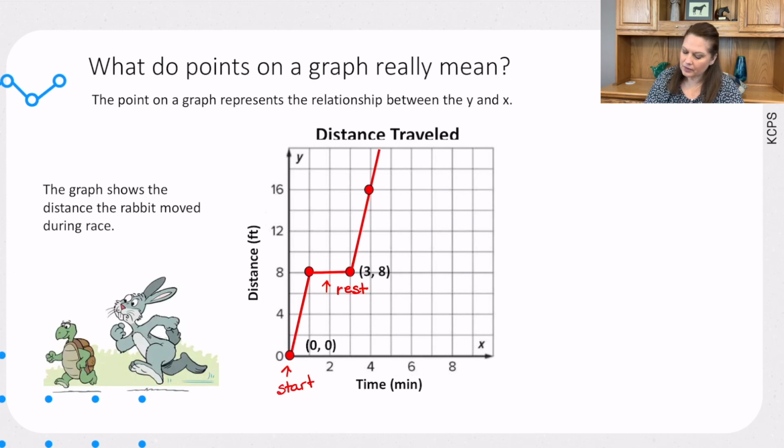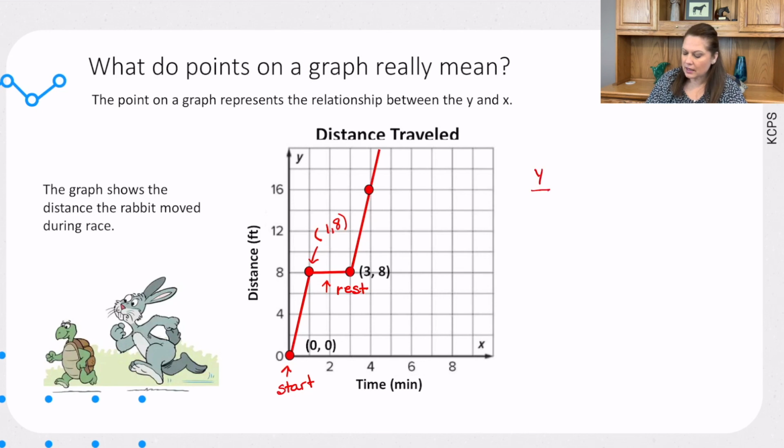And then you'll notice at minute 3, he probably sees the tortoise and goes, oh my goodness, I've got to catch up. And then he takes off again. All right. So when we look at these points, 0, 0, remember that's our starting point. We haven't done anything yet. And right here, our ordered pair is 1, 8.